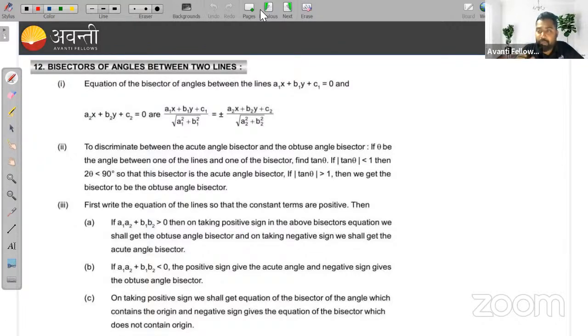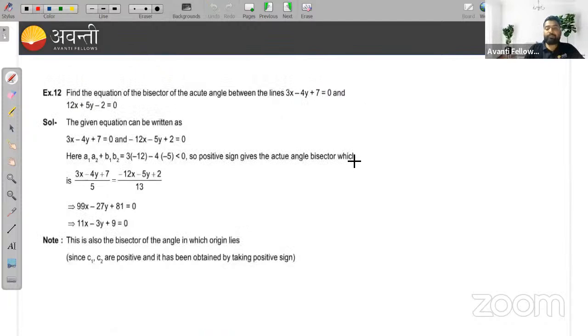And the equation with positive sign will contain the origin, and the equation with negative sign will not contain the origin. Clear? These are the three cases we have already discussed in previous classes. This is an example also. We discussed these things.